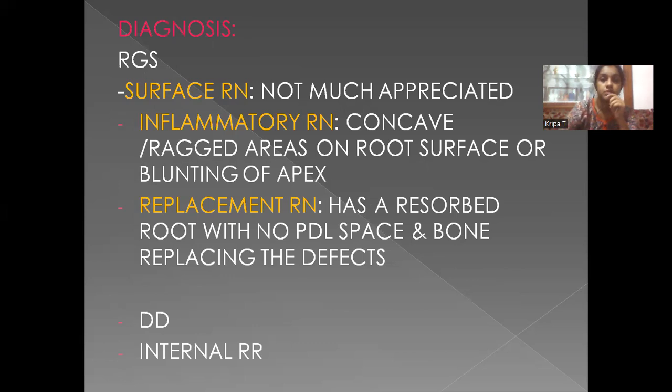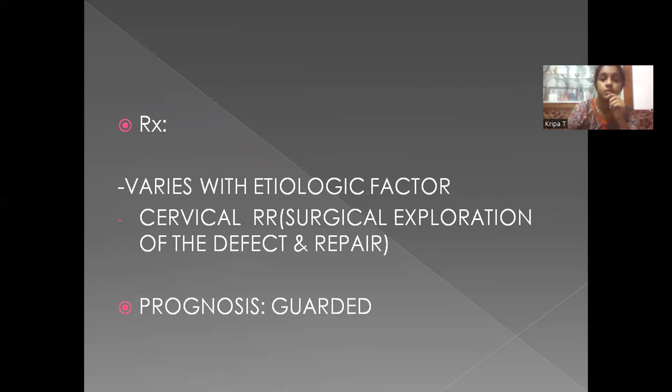Diagnosis: if it is a surface resorption, nothing will be appreciated on the radiograph. If it is inflammatory resorption, you see certain irregular areas of the root surface or blunting of the apex. Replacement resorption will be replaced with bone with no PDL space, that's ankylosis. Treatment will also vary according to the etiology. If it is for inflammatory reasons, you need to treat it accordingly. And sometimes surgical repair will also be necessary. Prognosis may not be fair always, sometimes it is guarded.